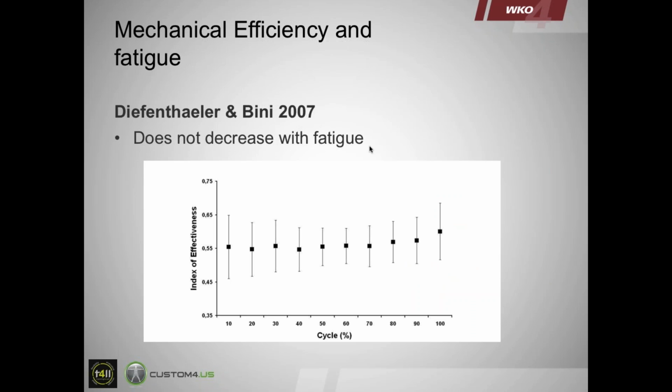This is another study, in this case by Bini and Diefenthaler, and it explains how mechanical efficiency doesn't decrease with fatigue. Some people say that when the cyclist is more fatigued, mechanical efficiency decreases, but as John has explained, at the end of a stage, for example, the cyclist uses as many muscles as possible to keep up this mechanical efficiency. But obviously there is a metabolic cost, and you can see it in the image below.